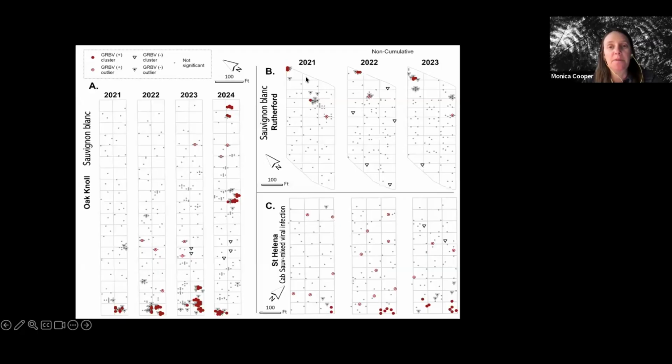Compared to the other Sauvignon Blanc block, where we had a very small cluster and it was fairly isolated in this one section of the vineyard, and then in the Cabernet Sauvignon block, where the infections were also somewhat isolated, although not quite as isolated as that Rutherford block. And so this approach, using the LAMP assay in these blocks that either don't have symptoms or that have very visually confusing symptoms, really allows us to get a spatial understanding of the virus and its distribution through time in these blocks.